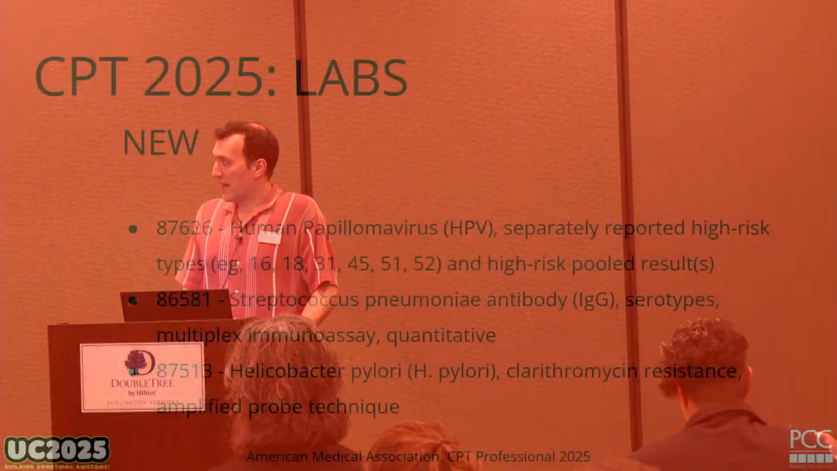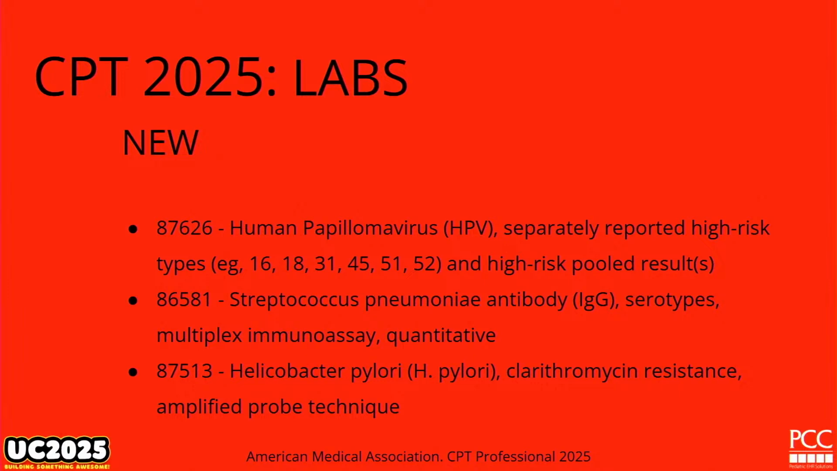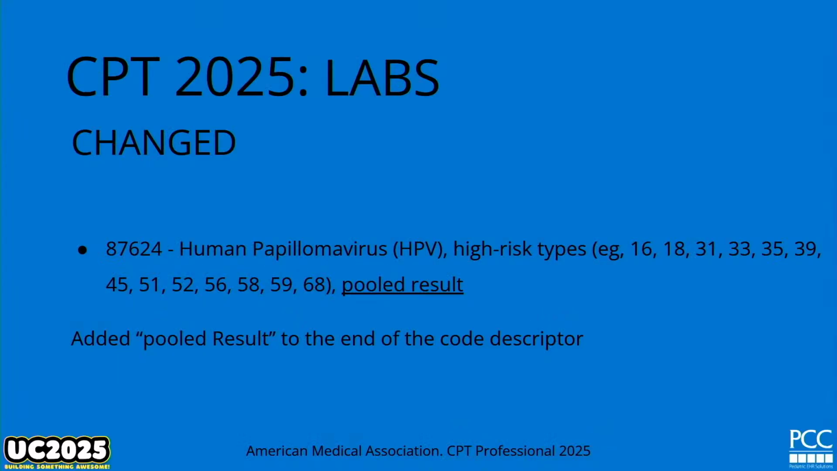All right, we have new labs. So we have the HPV, we have strep, and H. pylori as well. So again, our new lab codes added in this year. We have some that are changed. So again, very minor change, but they did add the words pooled result to the end of the 87624 code. So just as a note for that.